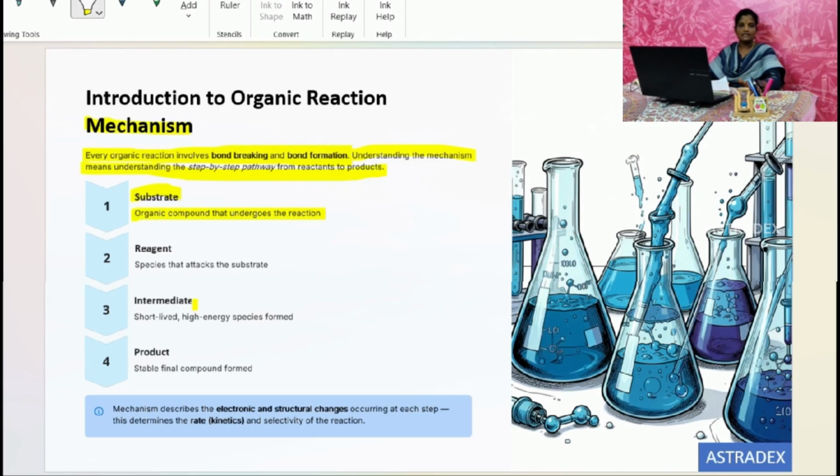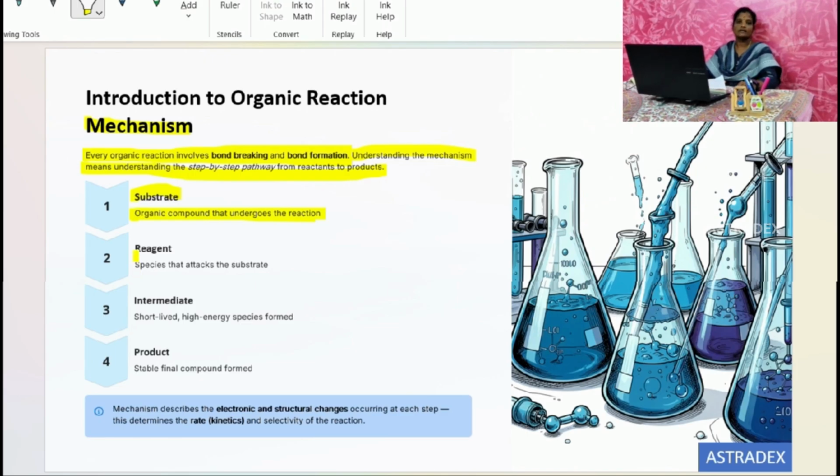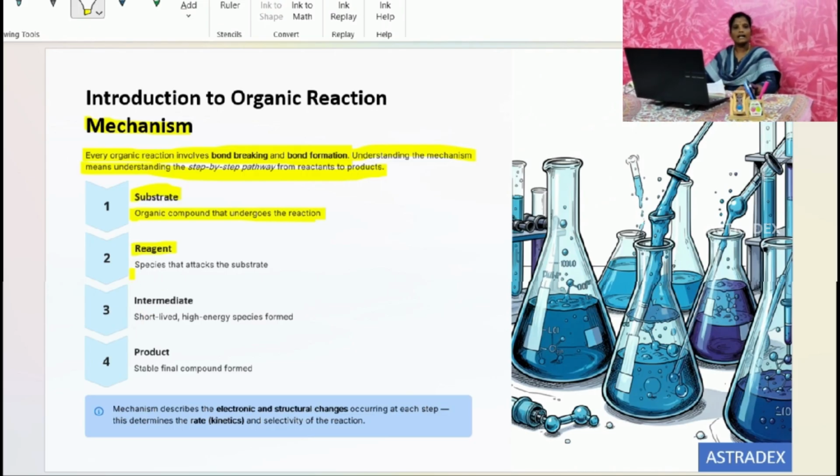In a reaction, the left hand side is again a reactant. In that, if two or more reactants are present, one is going to act as a substrate, the organic compound that undergoes a reaction. And the other one, which is not coming for the bond formation, we are going to call a reagent, or attacking agent, or sometimes an addendum.